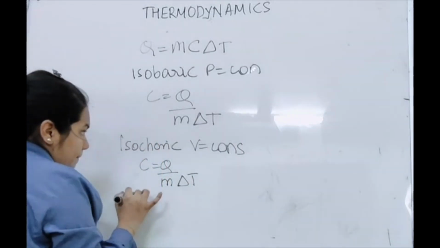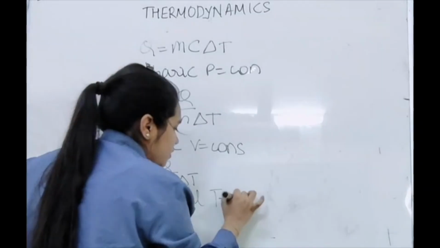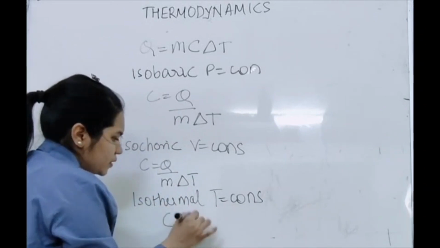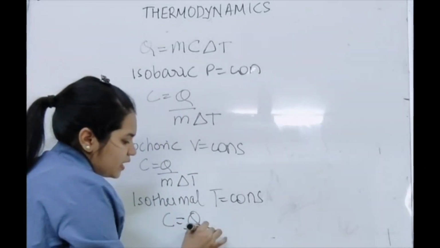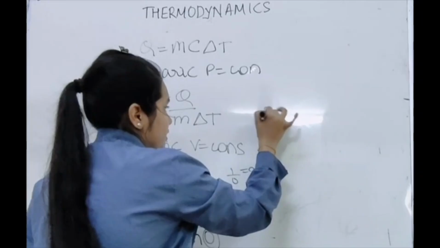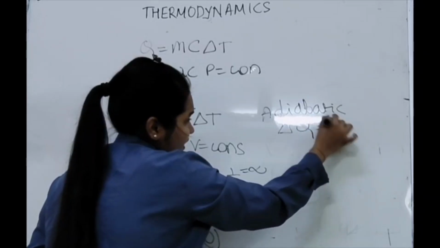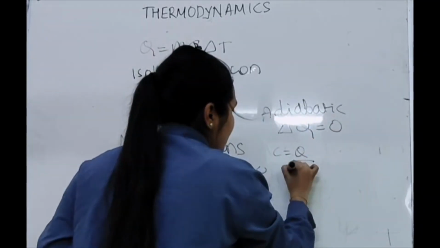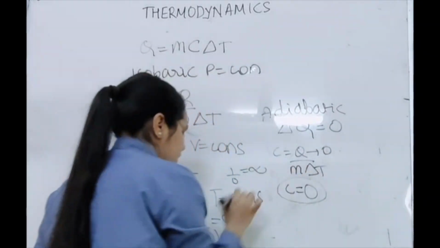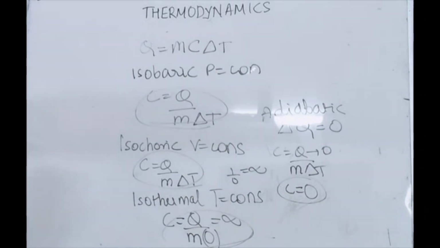Now isothermal: temperature is constant. If temperature is constant, you are going to put delta T as 0. So C equals Q by m into 0, which is infinity, since 1 by 0 is infinity. And for adiabatic, delta Q equals 0. That means C equals 0 by m delta T, so C will be 0. So this is an important relation. Next.